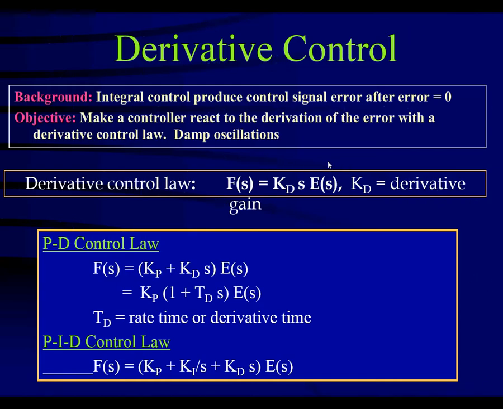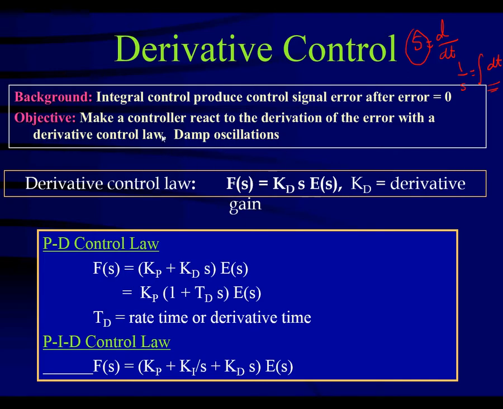Then we have the next kind, which is derivative control. Remember that s is d/dt. So if we multiply by s, needless to say, 1 over s was the integral, right? This is what we just did. Now we're going to go the other way. In this case, we have this problem: integral control produces control signal error and produces an unstable system.